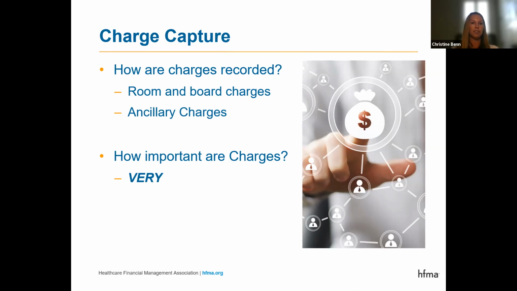Room and board is typically posted from the midnight census. Ancillary charges are posted when the service or supply is ordered or when the result is reported. Items may be charged by scanning barcodes as they are used, for example in surgery or materials management, or charged based on length of time or acuity. Audit trails are vital to ensure that all resources consumed are charged.